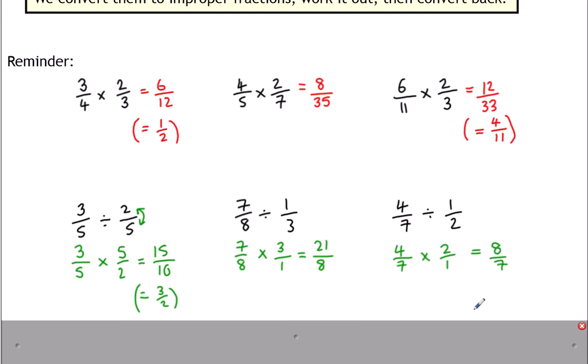You can't simplify it, but you could convert it back to a mixed number. Okay, it's how many 7s go into 8 and how many remainders. So if we're going to convert this back, it's how many 7s are in 8, so it goes in once, remainder 1, so 1 and 1/7 if you were going to convert it back to a mixed number, which is what we're going to be doing in a minute.